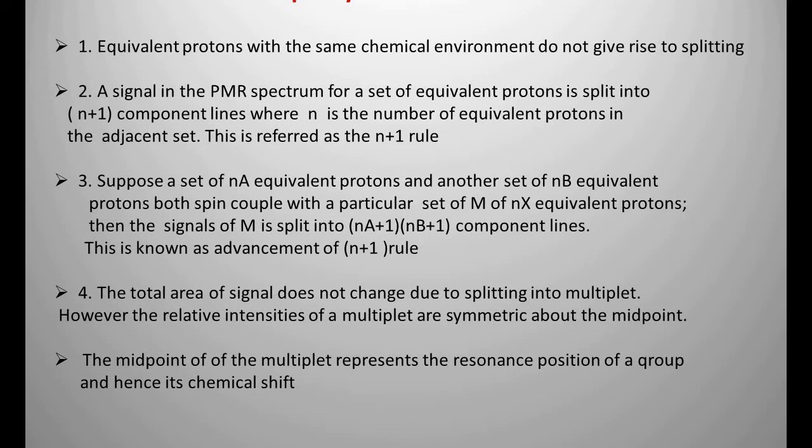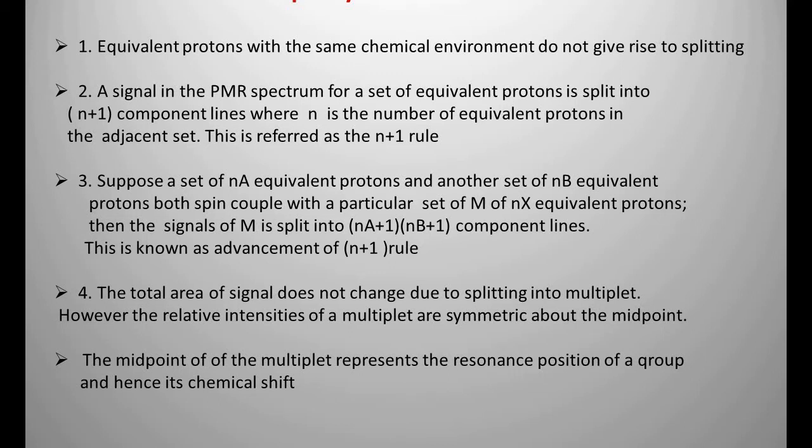The most intense line comes at the center, while the intensity decreases symmetrically towards the left and right of the central point of the multiplet. The midpoint of the multiplet represents the resonance position of a group and hence its chemical shift. So once multiplicities arise, we have to calculate the chemical shift from that midpoint.